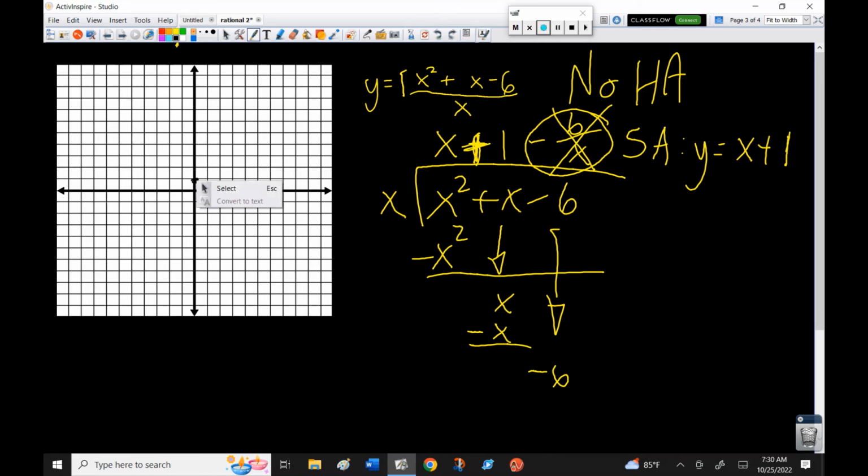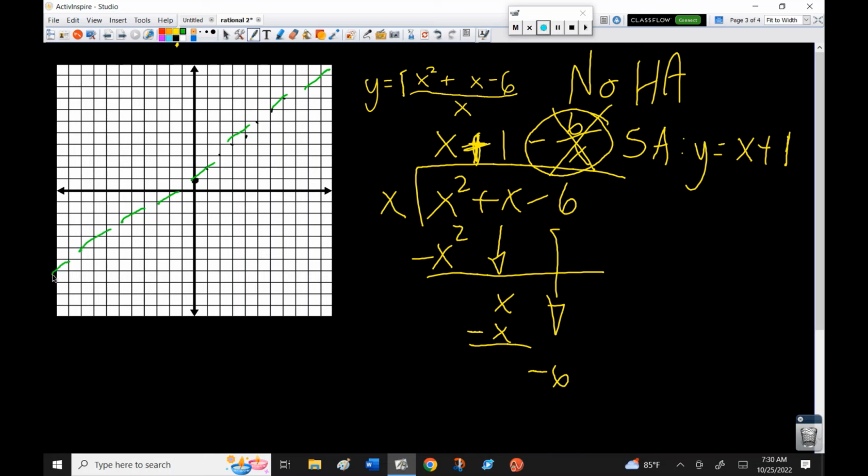Okay, and then it's going to go up 1 to the right 1. So up 1 to the right 1, up 1 to the right 1, up 1 to the right 1, the slope of 1. Now, when I do the slant asymptote, ladies and gentlemen, make sure when you draw it that you draw it with a dashed line. We want to make sure that this thing has a dashed line.